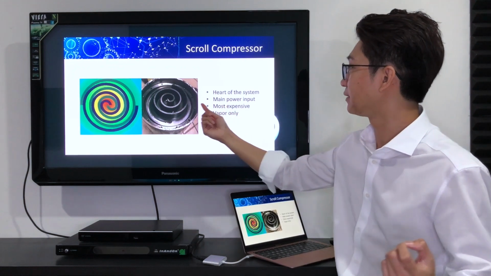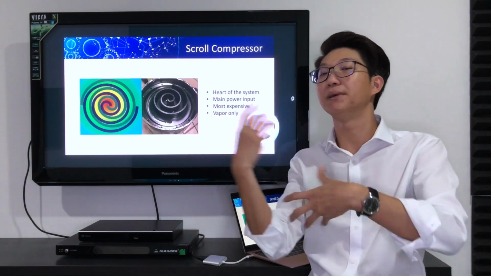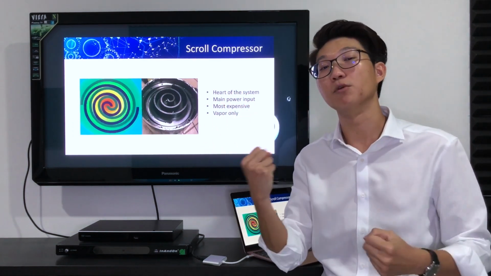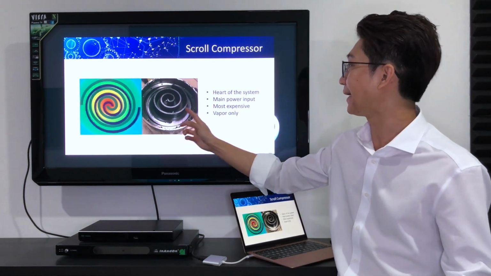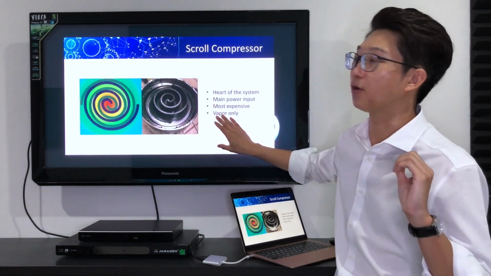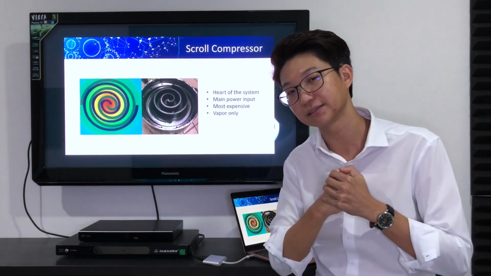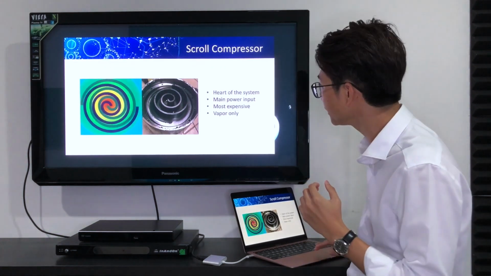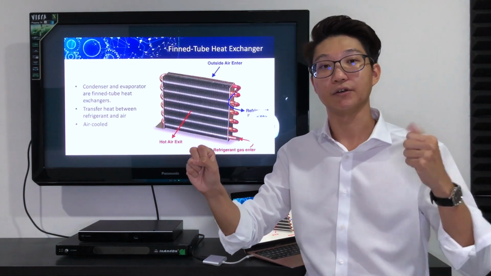And because this is the main pusher or pumper, it is the main power input. You consume the most power, right? And of course it's the most expensive part. And one of the characteristics of a compressor is that it can only take in vapor, right? You cannot compress liquid. You can only compress gas, right? So the second item is actually the combination of condenser and evaporator.